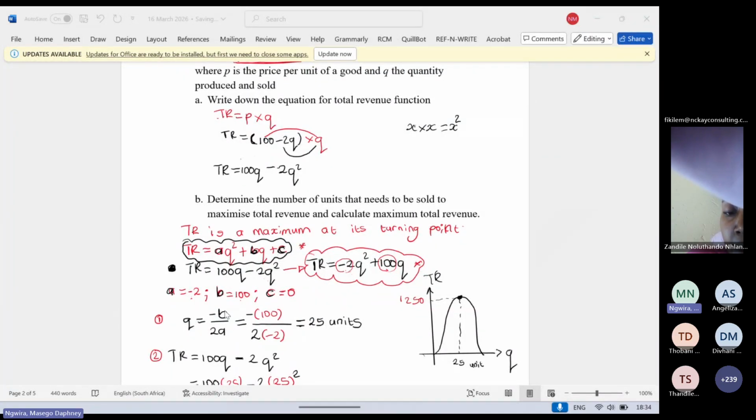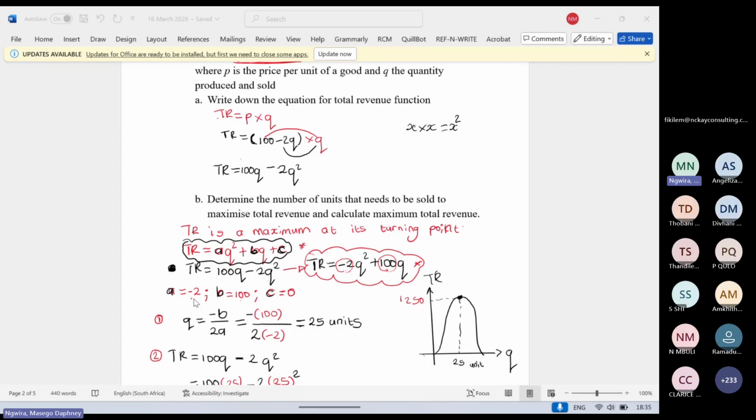What is my B? My B is 100. Remember, we are calculating based on this function that we calculated. My B is 100, and then 2, then my A is what? -2. There it is. And then I just used my calculator here. Then I got 25 units.